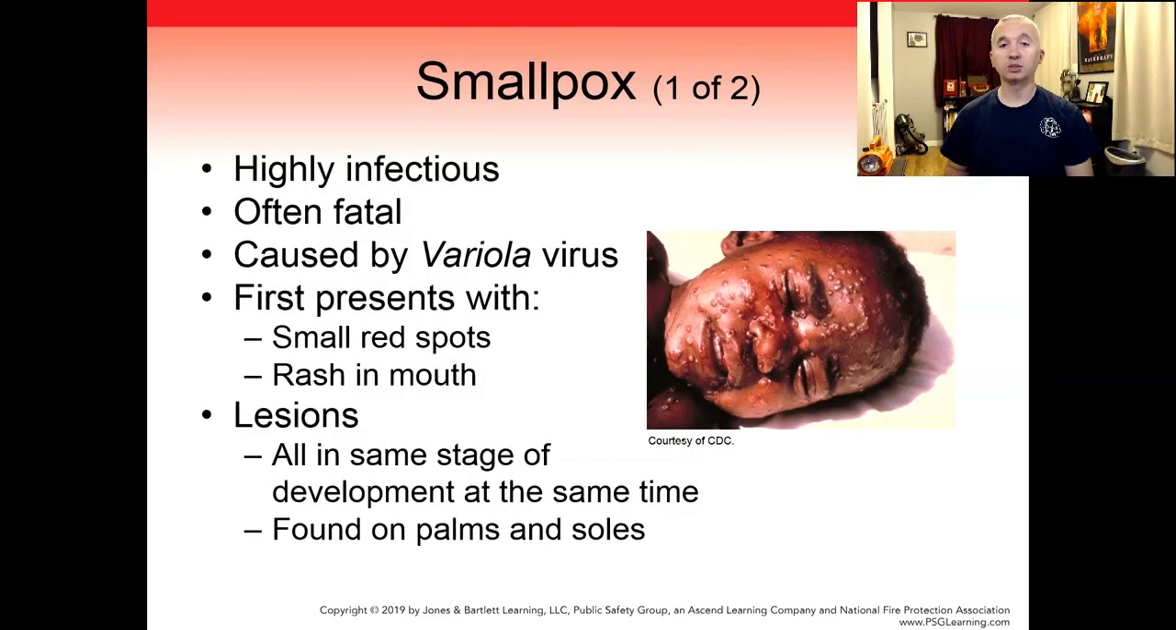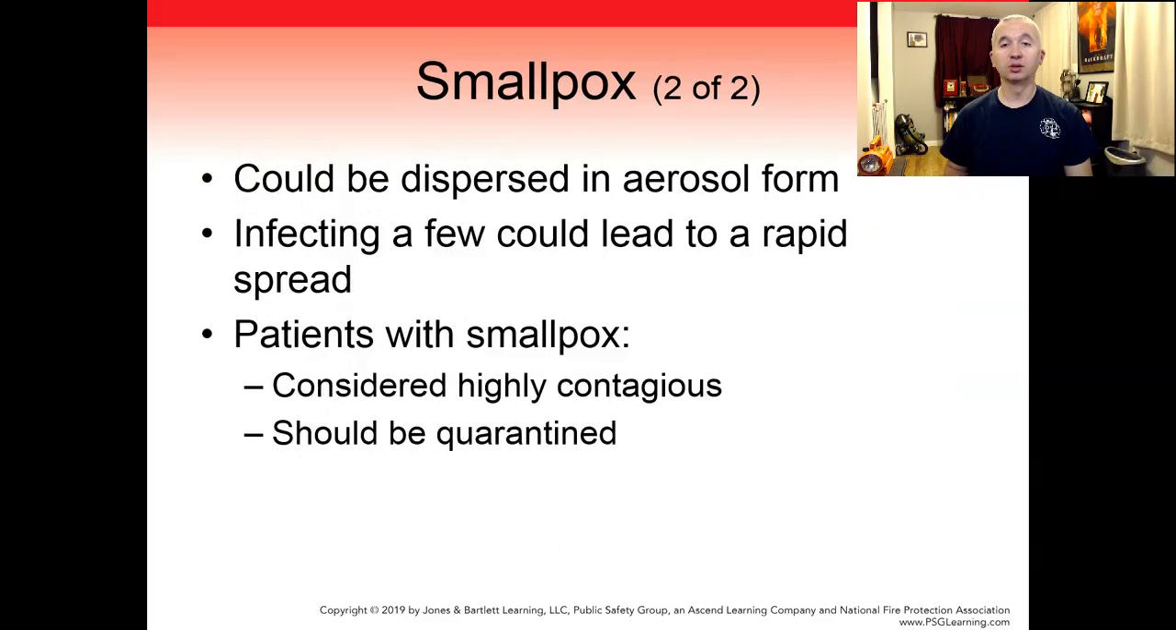When responding to smallpox calls, this is a highly infectious and often fatal disease. It is caused by the variola virus. It first presents with small red dots or a rash in the mouth, and lesions appear to be in the same stage of development at the same time. Lesions can be found on the palms and soles. Smallpox could potentially be dispersed in aerosol form, infecting a small number of people and leading to rapid spread. Patients are highly infectious and should be quarantined immediately.